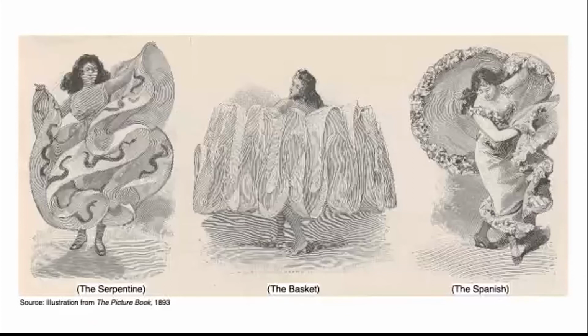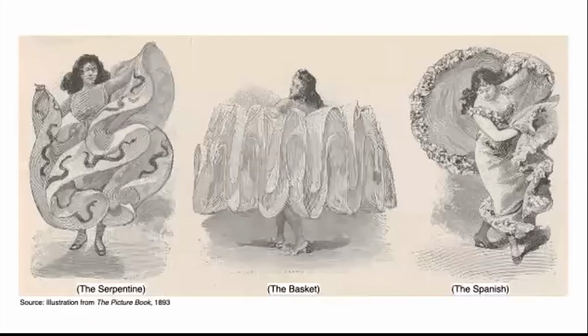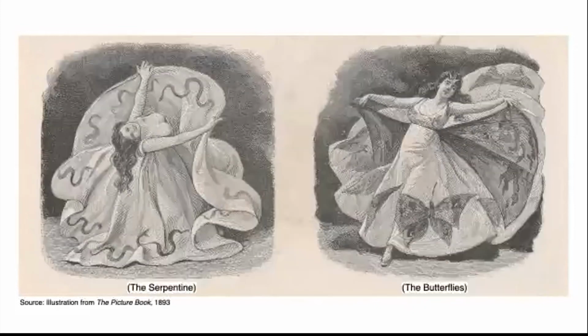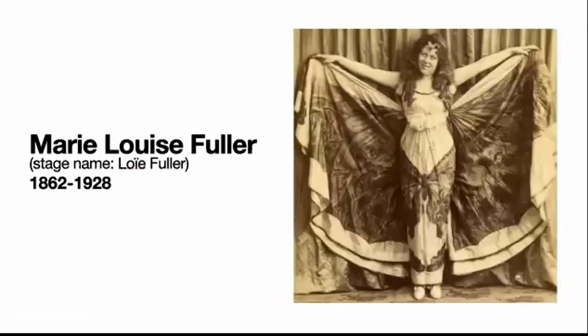So in 1893, while living in France, the picture book published illustrations of her signature dances. And so there's the serpentine, the basket. I just thought these illustrations were really beautiful. Helix. And the dress she was wearing in the beginning slide, it was called the butterfly dress. Just go back to that really quick. That was her butterfly dress.